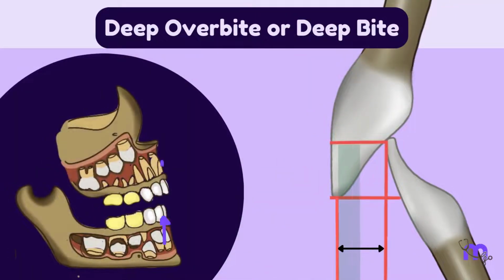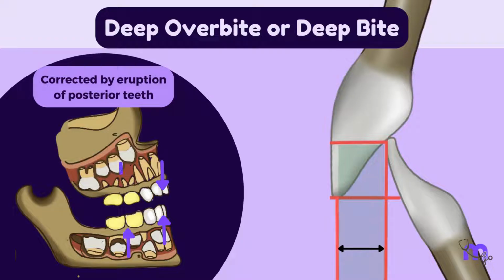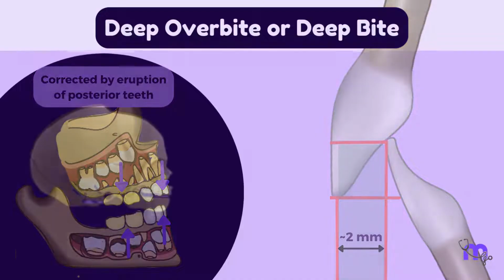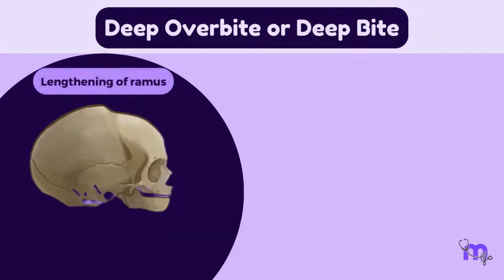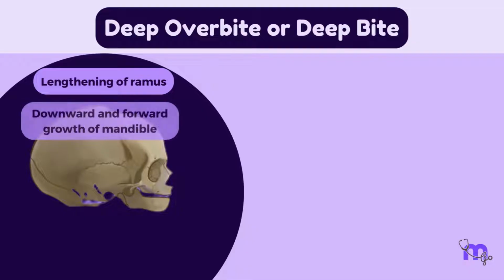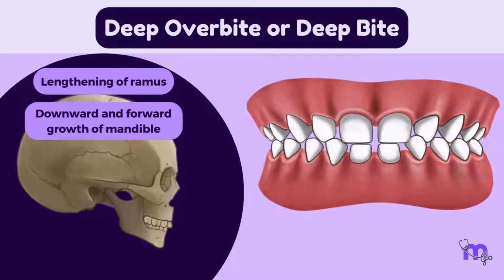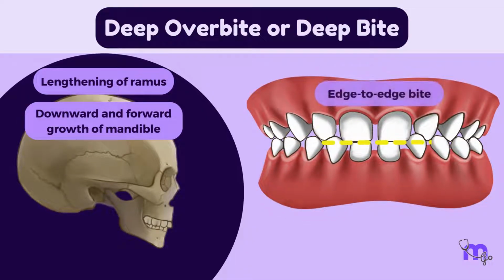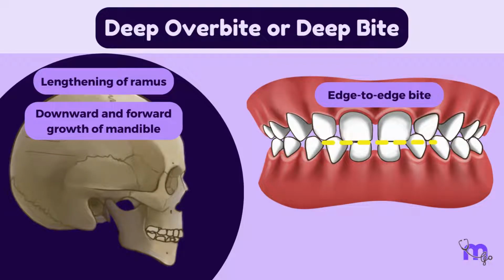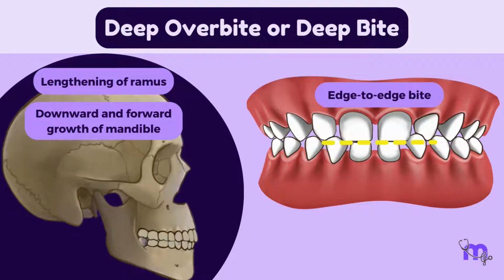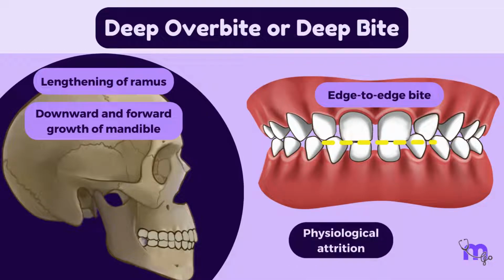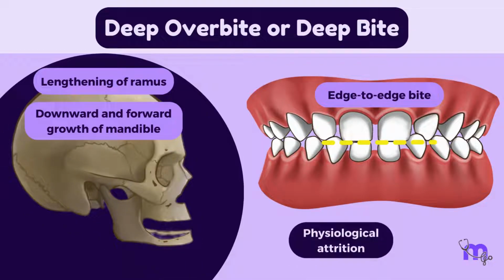The primary incisors erupt in deep overbite, which is corrected by the eruption of the posterior teeth. On examination, an average overbite in primary dentition is about 2 mm at this point. As further growth occurs, the ramus of the mandible lengthens and grows downward and forward. The incisal edges now end up in an edge-to-edge or zero overbite. This is also influenced by the physiological attrition of primary teeth, observed by age 6.